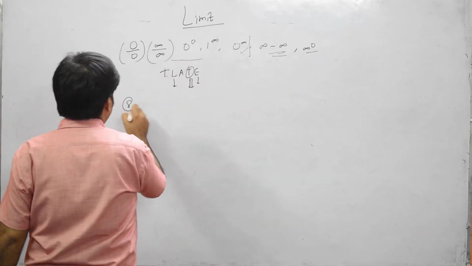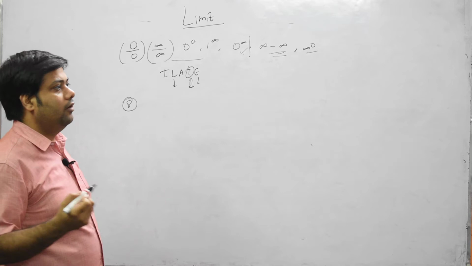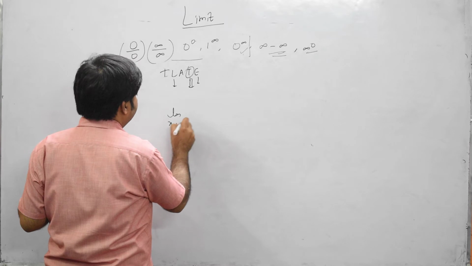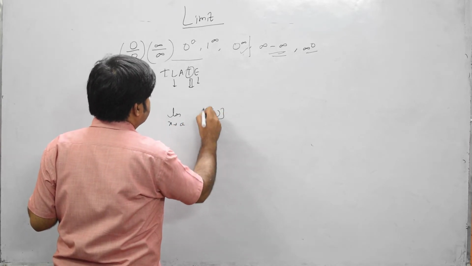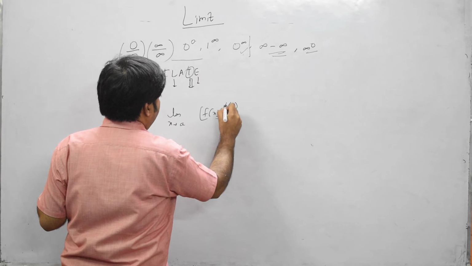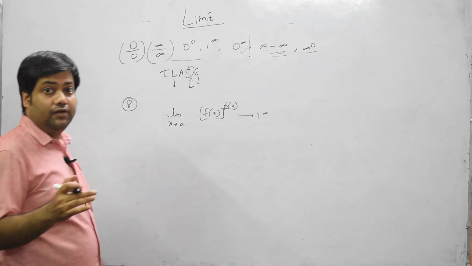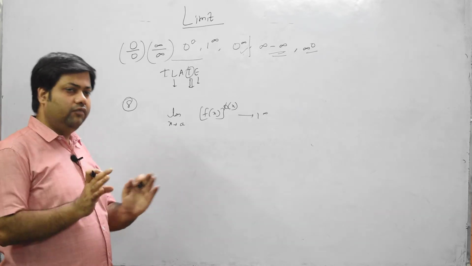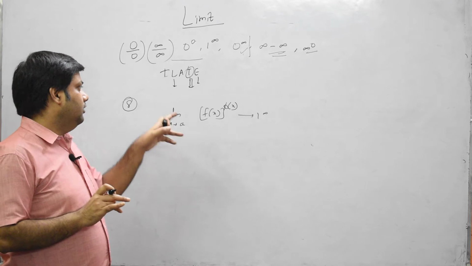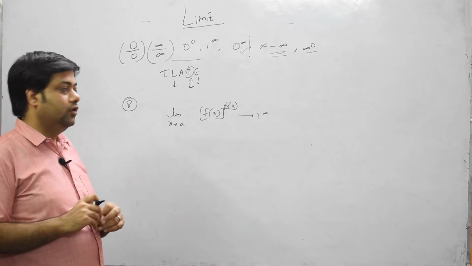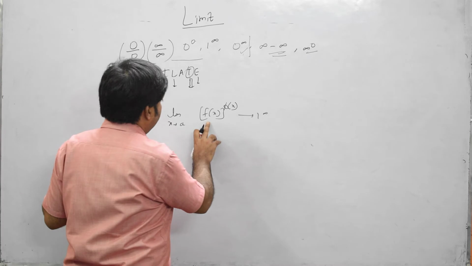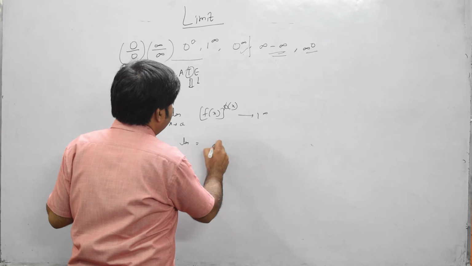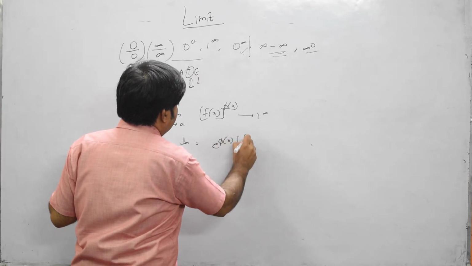So if you look at formula number 8, how does it come out to be? Formula number 8: limit extending to anything a, f(x) to the power phi(x). Now if this form yields 1 to the power infinity, then what does it suggest? It suggests that the limit of f(x) is yielding the value 1 and phi(x) is yielding the value of infinity. So the limit comes out to be e to the power phi(x) into f(x) minus 1.